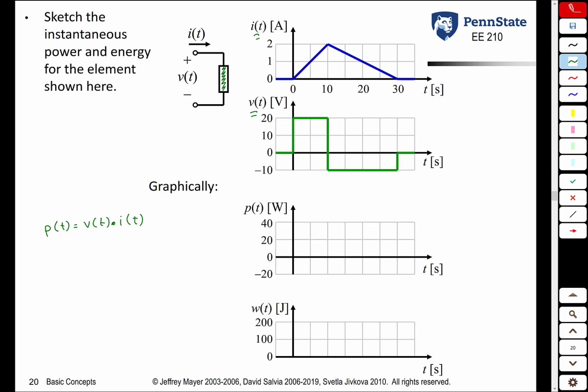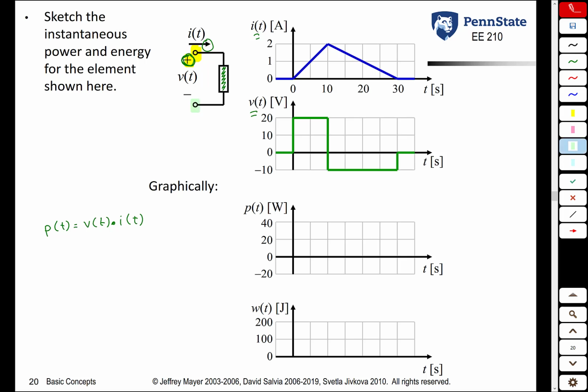We need to make sure, by the way, that we're using the passive sign convention. Once again, our plus terminal is up there, and the current arrow is entering the plus terminal, so the passive sign convention is upheld. One thing I want to point out, just because this plus terminal is up here, it does not mean that the voltage up here is always higher than the voltage down here.